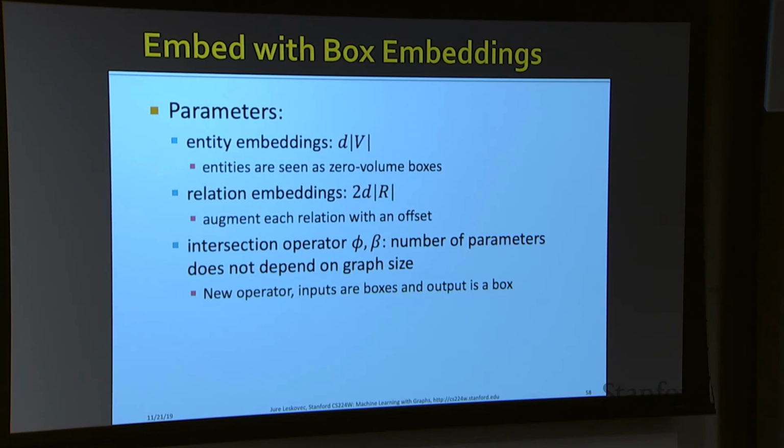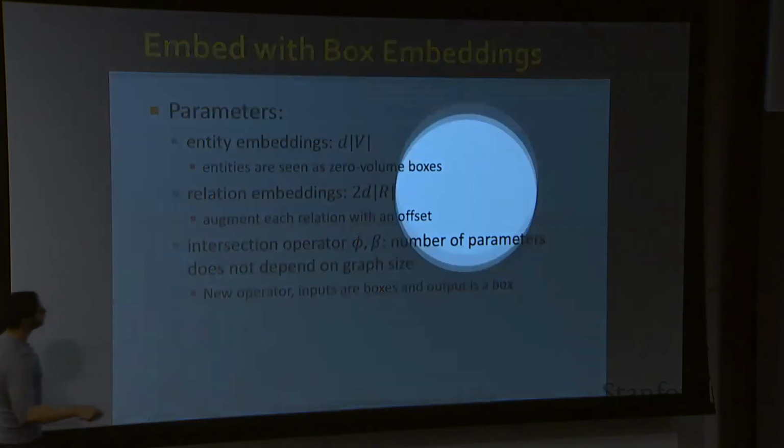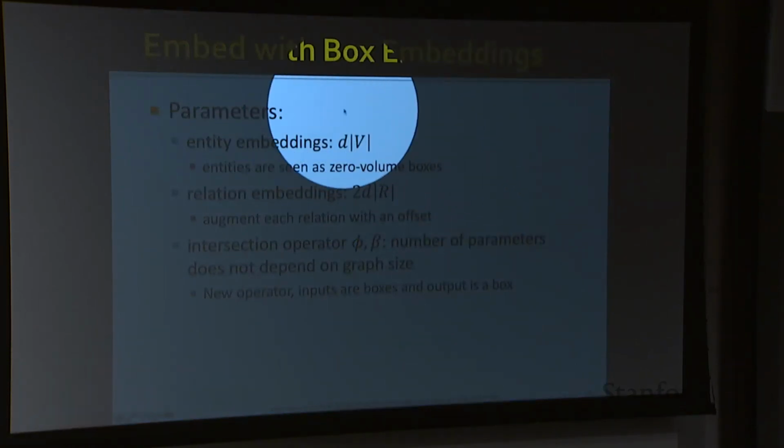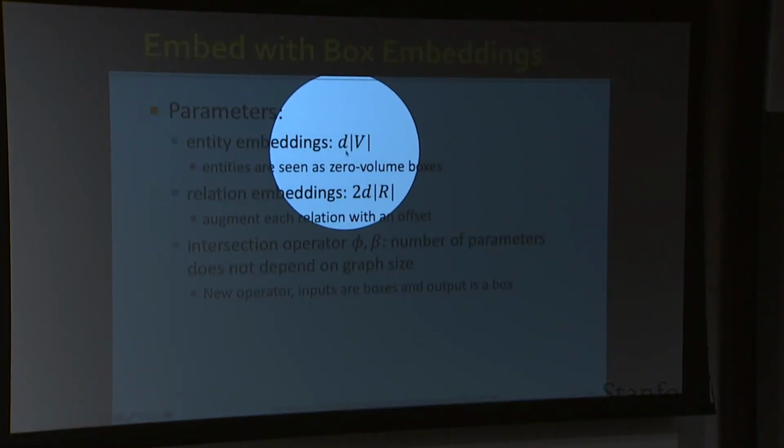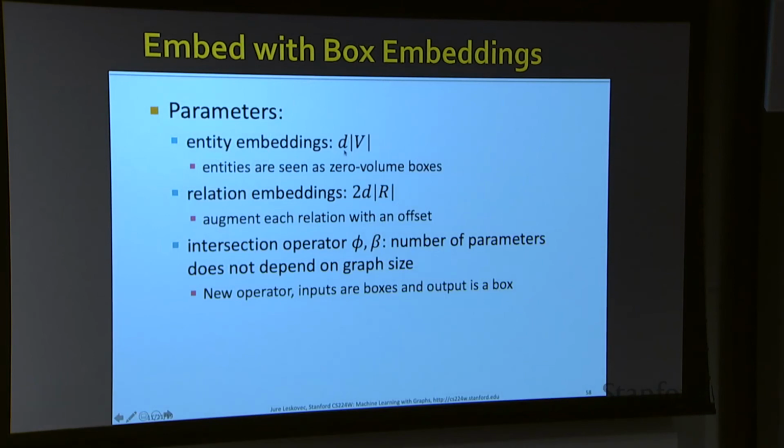What are these parameters? For the entity embeddings, we're pretty much doing the same as before. Each entity will have d dimensions, and the reason is entities can be seen as 0 volume boxes. So you only have the center. You have a point in the space that represents an entity, and you don't need a box around it because we have the exact coordinates of that entity.